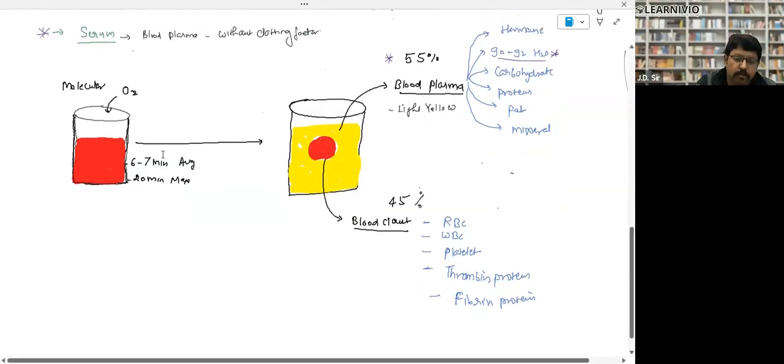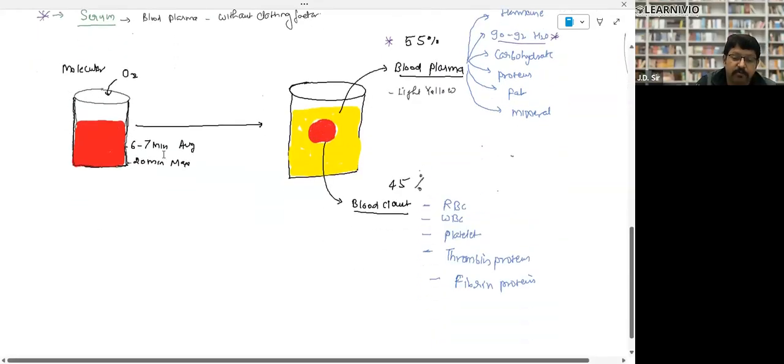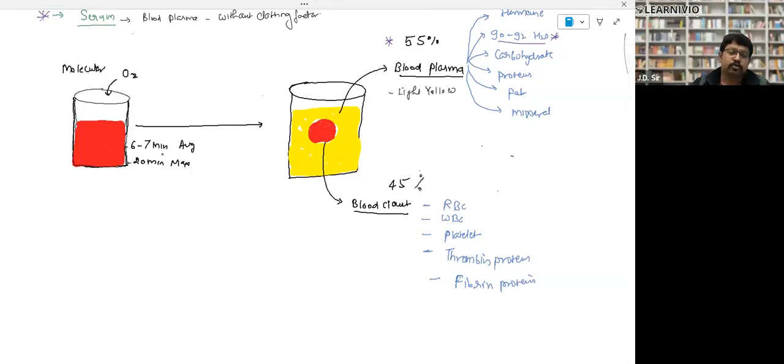Now let's talk about the blood clot part, meaning the fiber, this solid part. The solid part which gets separated from this blood or liquid part constitutes 45% of the blood. It is made up of RBC, red blood corpuscles, WBC, platelets, and there are two proteins, thrombin protein and fibrin protein.